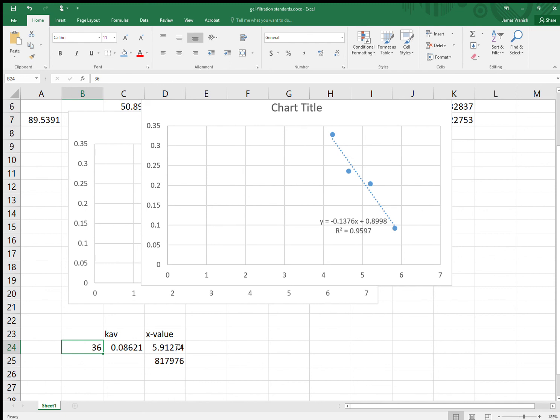I get an x value of 5.91274. Now, that doesn't look like a molecular weight, but remember, the x-axis is the logarithm of the molecular weight. So I'm going to take 10 to this power, and that gives me the actual molecular weight of a protein that would have eluted at 36 mils. And that is it for how to interpret the gel filtration data.